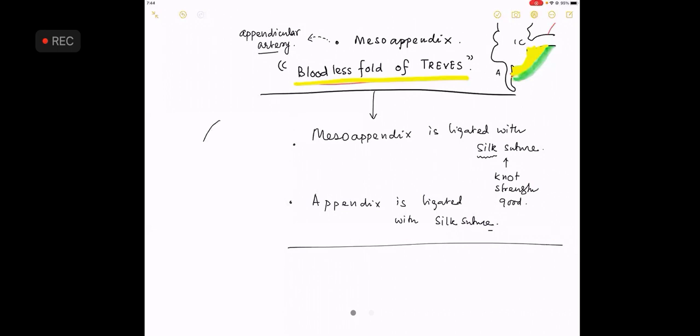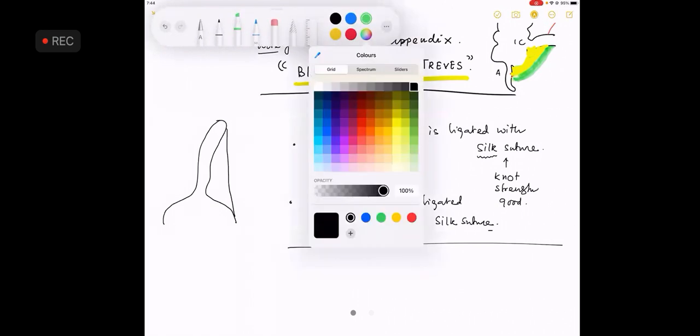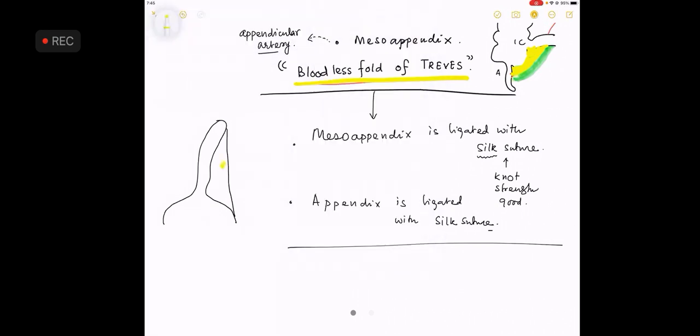Now, what they do is that if this is the appendix and this is the mesoappendix, understand this one, because this is an operation that we expect you to know. What my residents do is that this yellow colored structure is called the mesoappendix. I hope you can see the yellow colored structure, sir. Hello? Yes, sir.